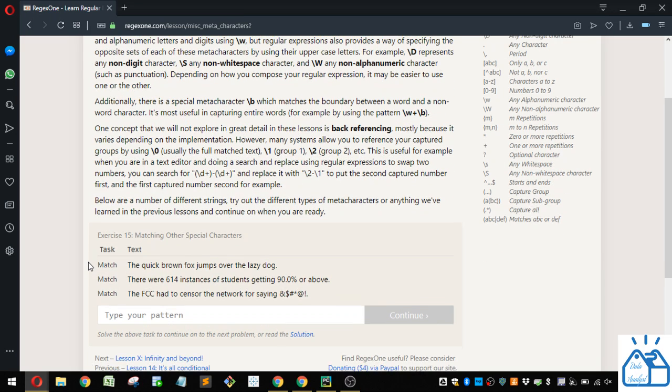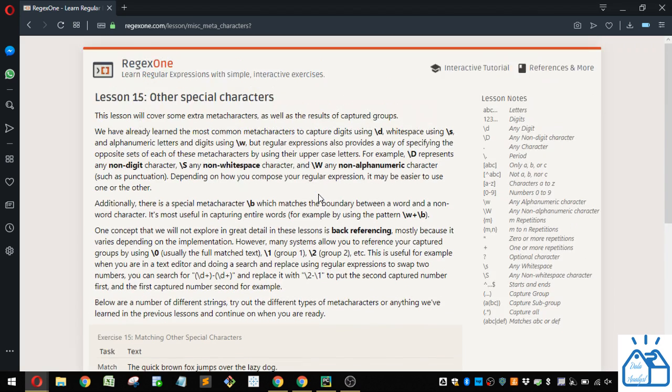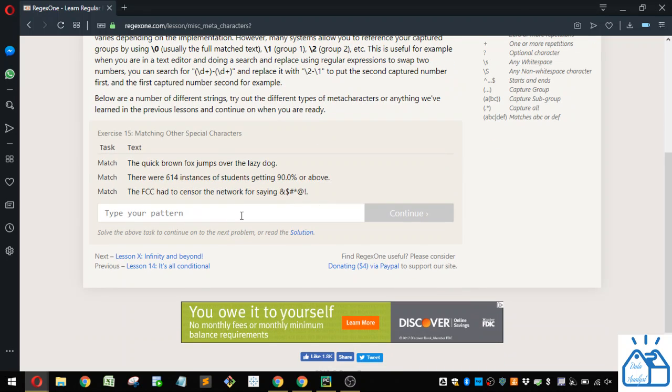Explore a number of different strings, try out the different types of meta characters or anything we've learned in the previous lessons, and continue on when you are ready. All right, so we want to match these. So we want to match the quick brown fox jumps over the lazy dog. There were 614 incidents of students getting 90% or above. The FCC had to censor the networks for saying something here, a bunch of characters. So this is pretty open-ended.